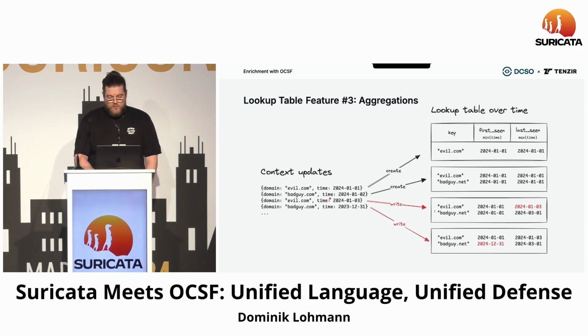Now the third one here, this is actually evil.com again, and this time we have a slightly different timestamp. It's 2 days later. So what's happening now is that we are updating the existing entry, and the minimum of January 1st and January 3rd is still January 1st, but the max we can now actually update. And then the same happens here for badguy, where we then update the earlier date so that over time we really have context that we can use for enrichments that is always up to date and that gives us a picture of the data we have processed so far.